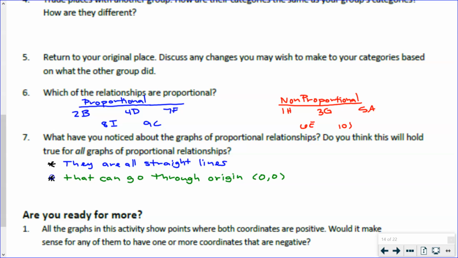The next question is, do you think that this will hold true for all graphs of proportional relationships? Or do you think that I just chose these specific ones that I knew for sure would work? Will it work for all proportions? Quick 30-second discussion. Ready, set, go.